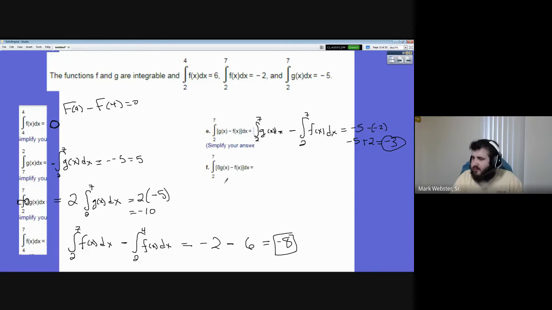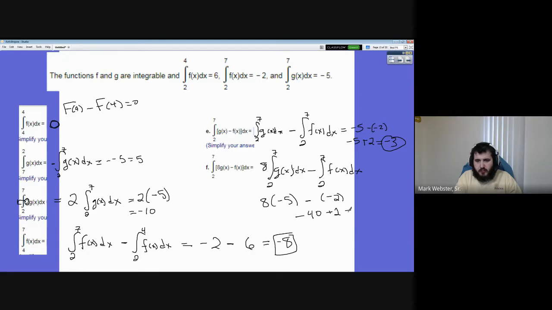Same thing with this last one. Here, it's a combination of things. I'm doing both this thing that I just did for part E here, and I'm doing this thing that I did for part C. So I can just split this up. I can say this is 8 times the integral, because the 8 can come out, dx, minus the integral of f of x dx. And now just plug it in. I know what this is. So this is 8 times -5 minus -2, right? So what is this? This is -40 plus 2, which is -38.